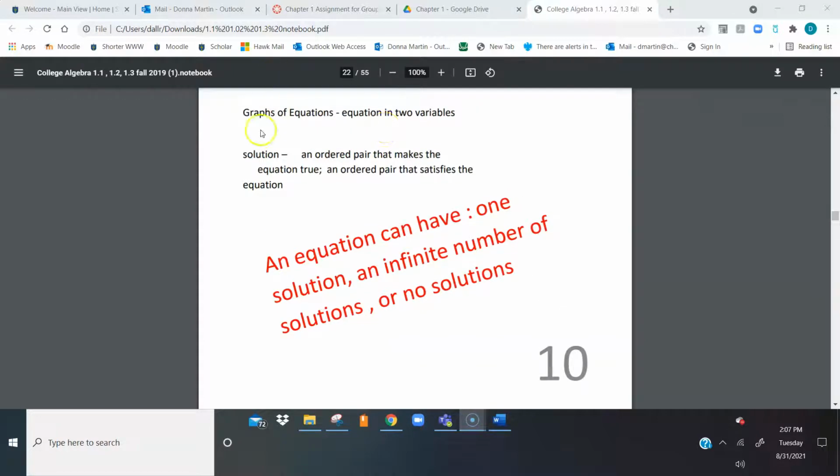On last Thursday, we talked about graphing equations in two variables using x and y. Today, we're going to work on solving equations that have one variable, where you could have one solution, an infinite number of solutions, or no solutions, depending on if it is conditional, dependent, or an identity, or if this is an inconsistent equation.